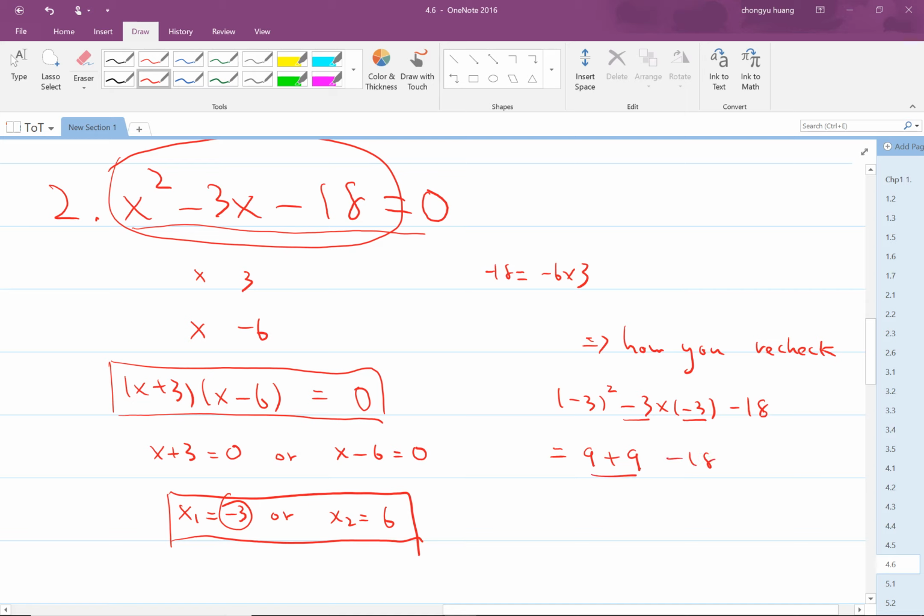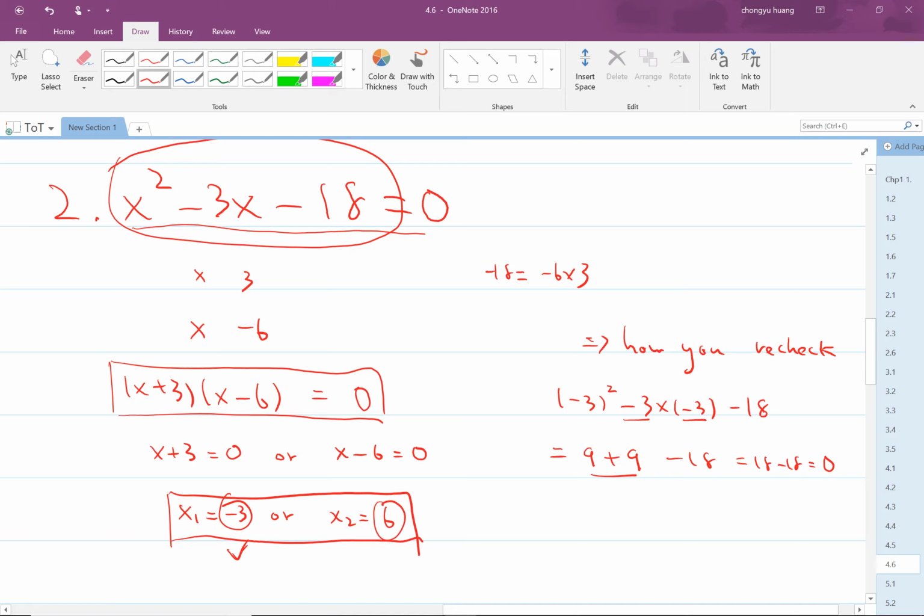So 9 plus 9 is 18. So 18 minus 18 is equal to 0, right? So negative 3 is good to go. Negative 3 is definitely right. So let's check the other one, okay? The other one is 6 over here.